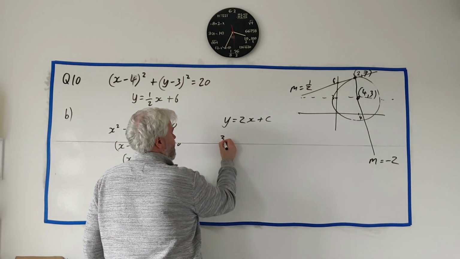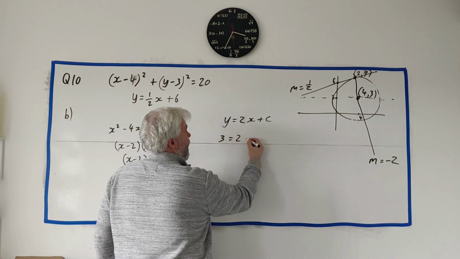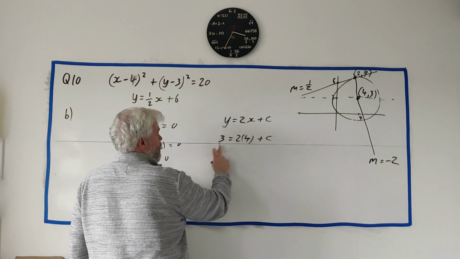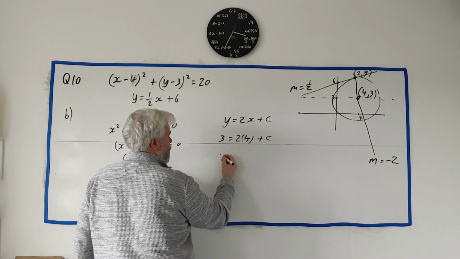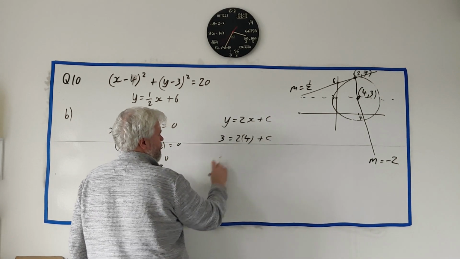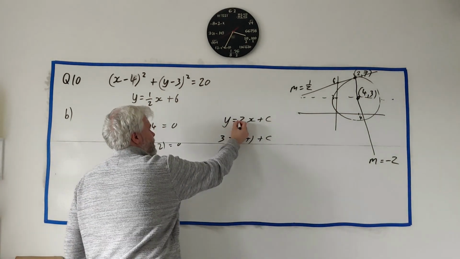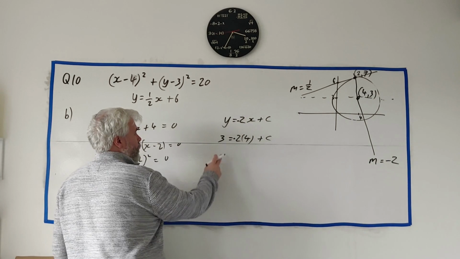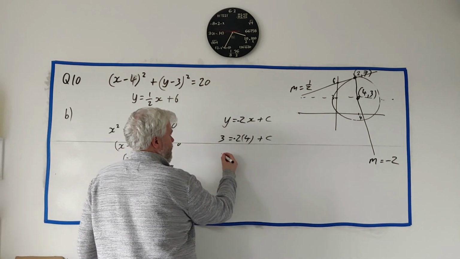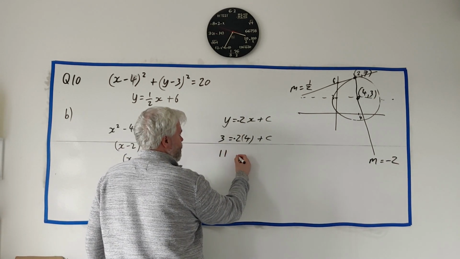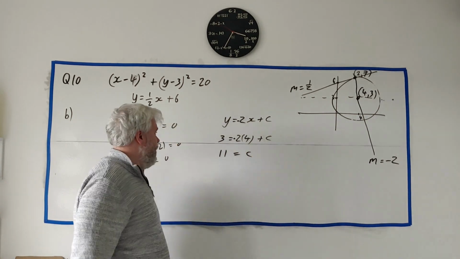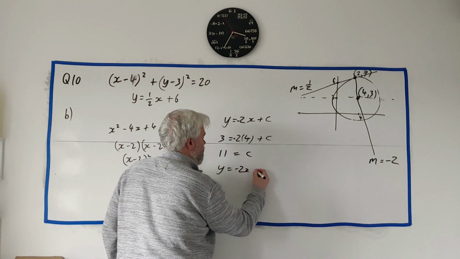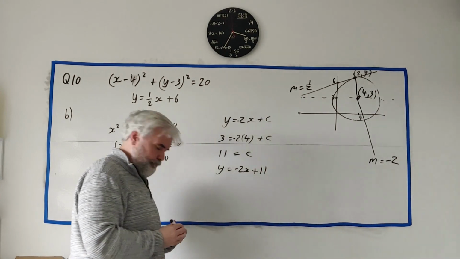The center is y is 3, x is 4. What's c? 3 minus 8... Is that right? Oh, I'm missing a minus, I'm sorry. So we have 3 plus 8 is 11. So 11 equals c. Oh, and that's the answer. I'll write this one again: y is equal to minus 2x plus 11.